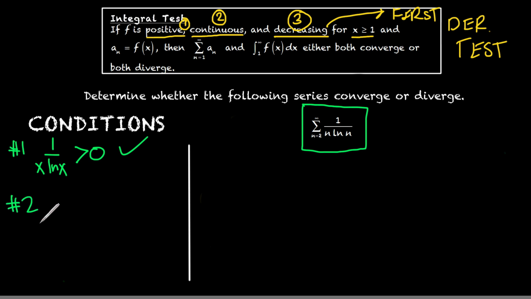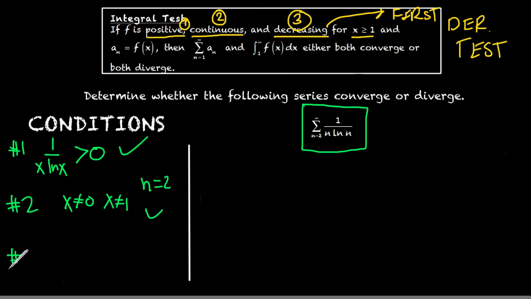Number 2, is it continuous? Well, we just said that x cannot equal 0, and x cannot equal 1, but the summation starts at n equals 2, so we're safe with that.